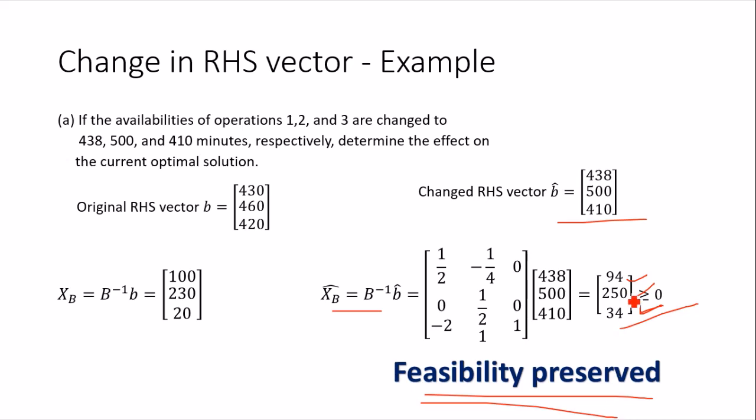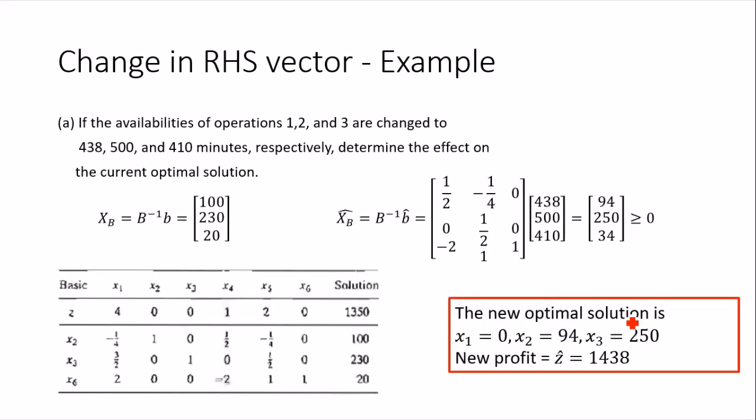Although values are changed, the earlier values were 100, 230 and 20, but now the values are 94, 250 and 34. Values are definitely going to change, but signs are still non-negative, so feasibility is preserved. So what we have to do with this xb hat now is compute the z value, the new value of the objective function.